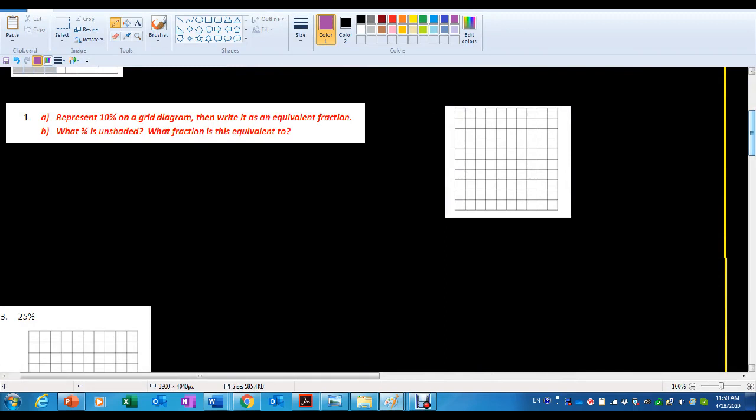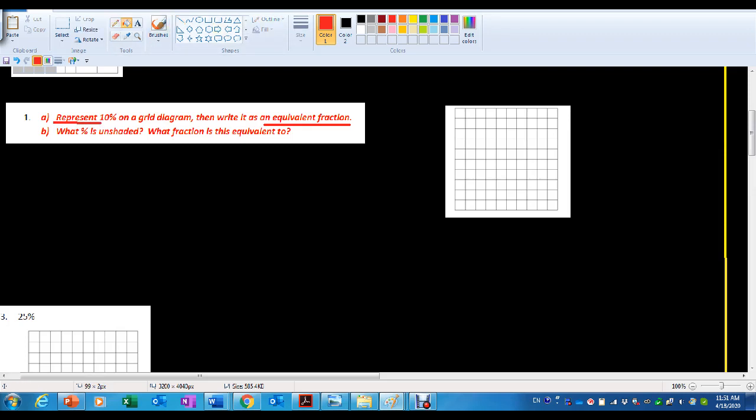That will be our first question in the handout. Represent 10% on a grid diagram and write it as an equivalent fraction. So you need to represent this in the grid diagram and write the answer as an equivalent fraction. To represent means you need to use a diagram to show what we mean by 10%.